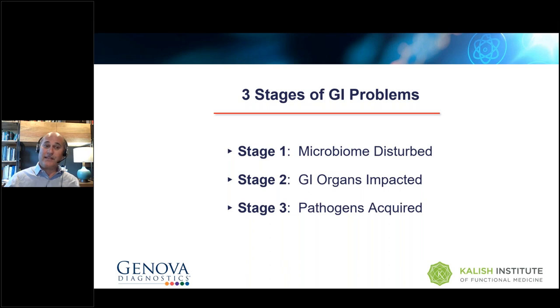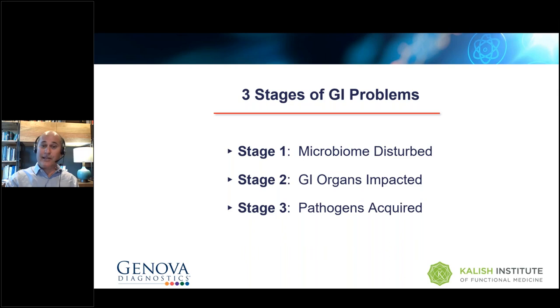There are portions of this test that you really need to understand in great detail. And it's hard to separate out the things that you can just let the computers deal with and things that you should be dealing with on your own. So that's what we want to cover today: microbiome disruption, GI organs that are impacted, and pathogens acquired. Those are the three things that you should be thinking of every time you grab one of these tests.